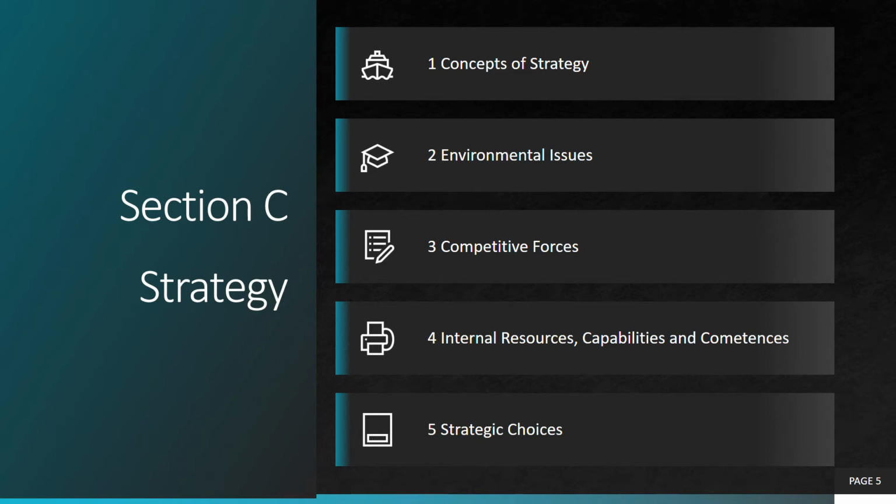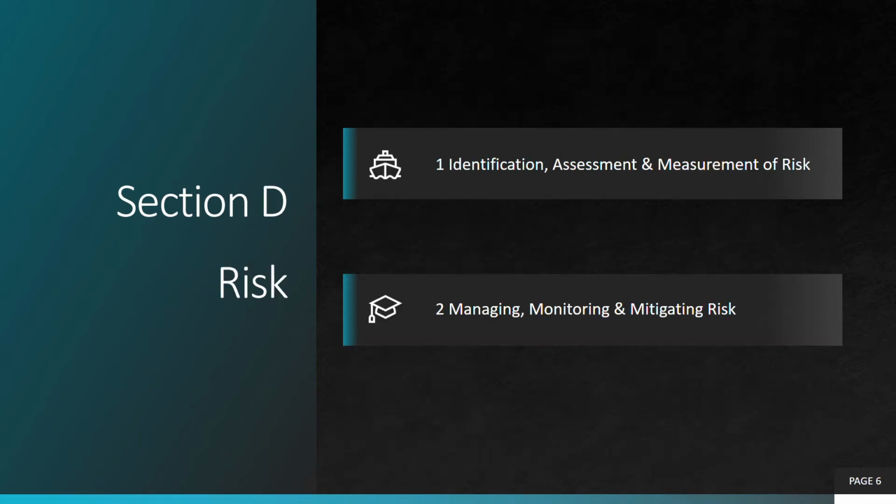Next, the strategic choices, right? Are you going to diversify? Are you going for the low cost? These are the strategic choices. Let's go to section D, which talks about risk. Very, very important. Again, from the exams perspective, risk is very, very important. You can be 100% sure that you will get a question on risk.